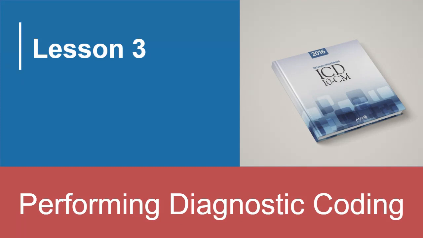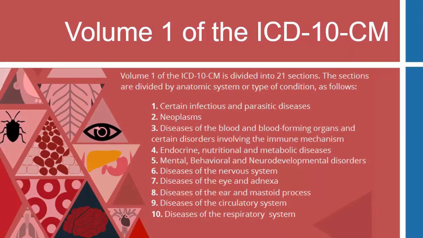All right, guys. So let's get into this. So how do we perform diagnostic coding? First of all, I mentioned there's 2 volumes within the CMA. We talked about volume 2 before, which is the alphabetic volume, and that's the volume that you want to go to first. Once you find that code in volume 2, then you go to volume 1 and cross-reference it to make sure you have the correct code.